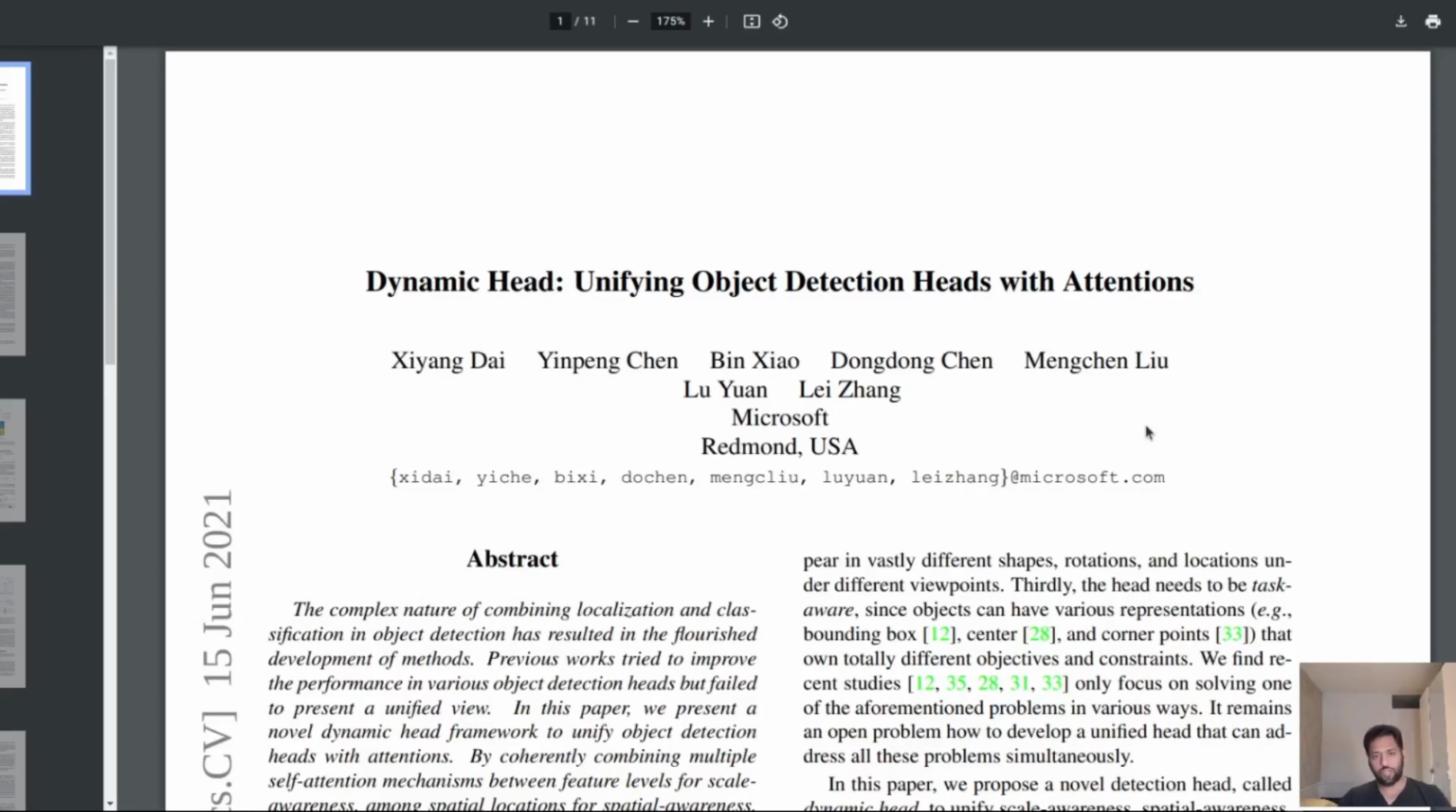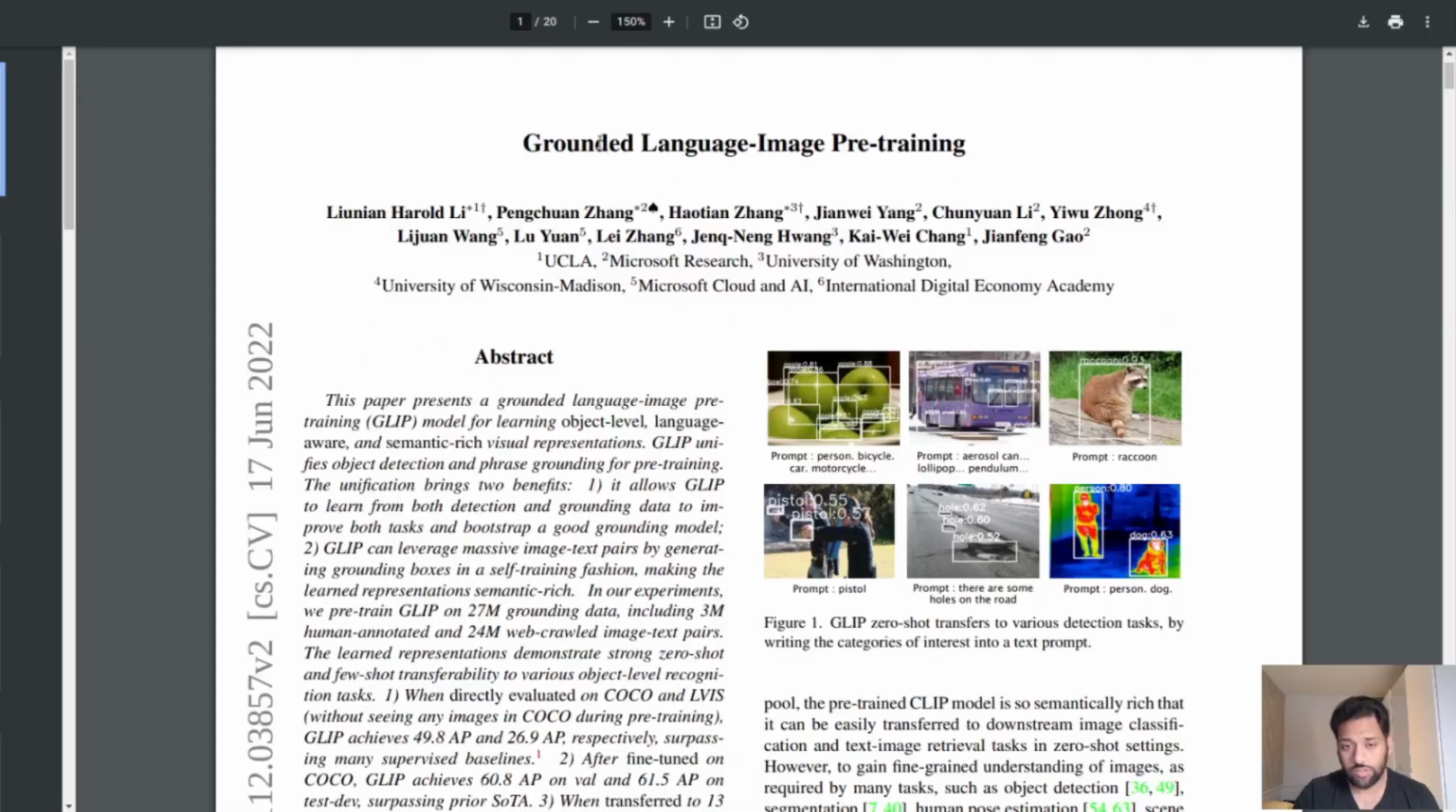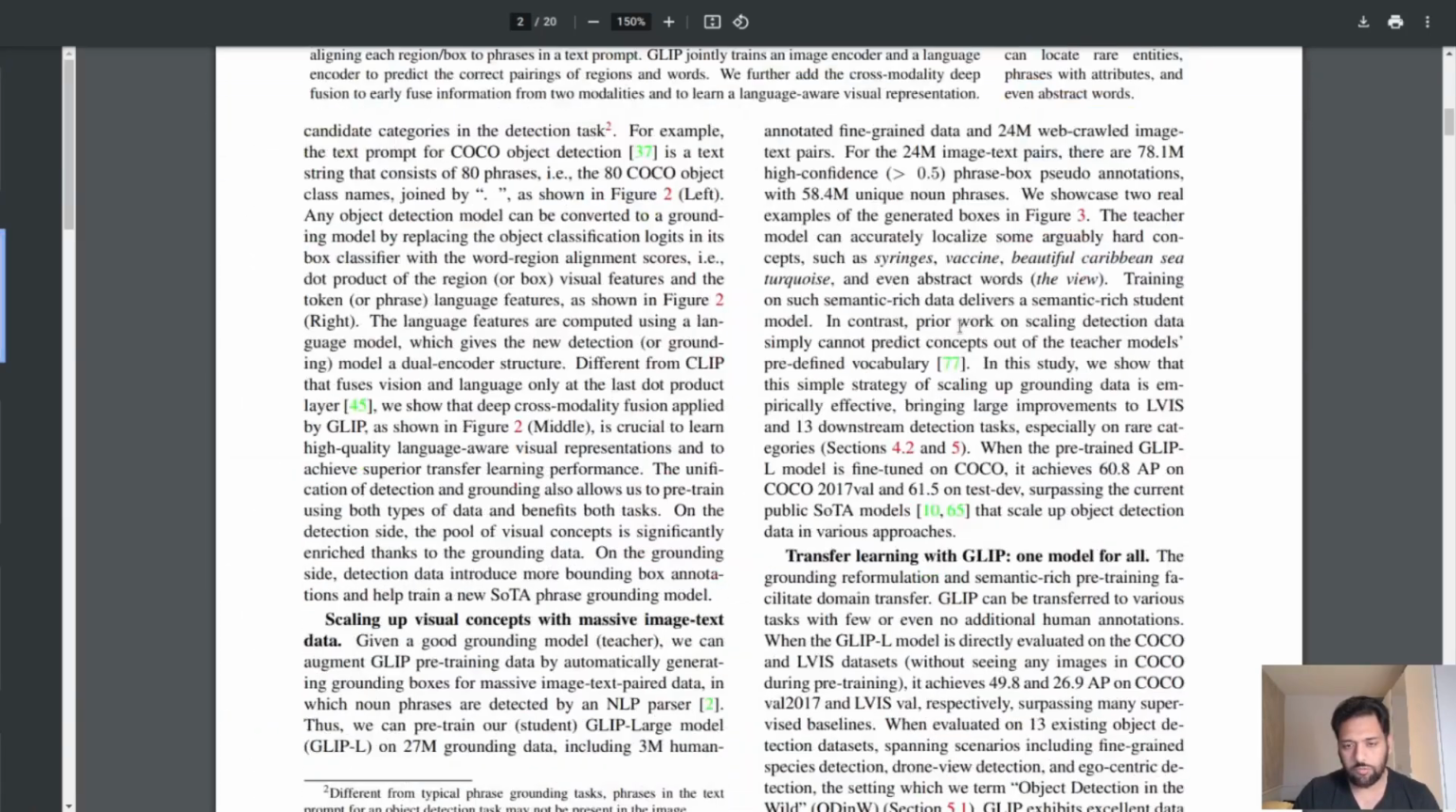Today we will go through Dynamic Head: unifying object detection heads with attention. We will implement it from scratch, and we will also compare it with the official implementation. The idea of implementing from scratch is really to understand what's going on, and actually this dynamic head module is also in the GLIP paper, which I was going to implement.